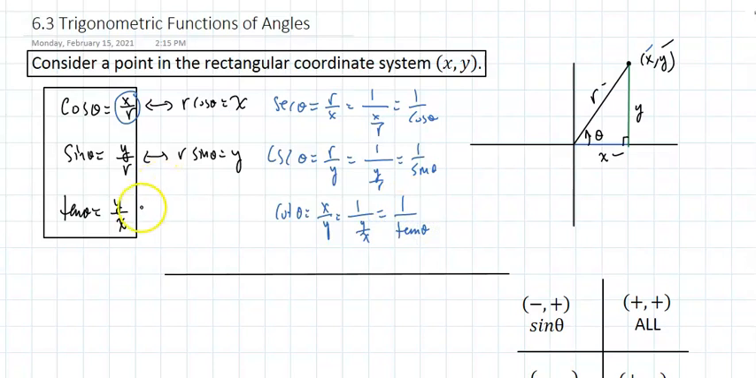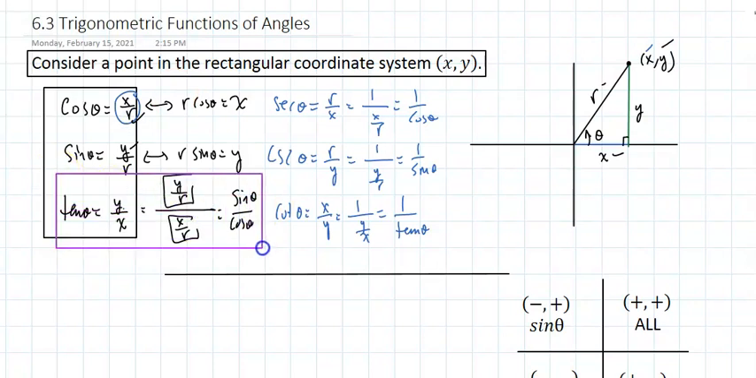I do want to point out this is also y over r, and this is x over r. Do you remember you could multiply by the reciprocal and cancel them out? And isn't sine y over r and cosine x over r? So I have another identity for tangent. It's not only y over x, it's also sine over cosine, and that means that cotangent is the cosine of theta over sine of theta.